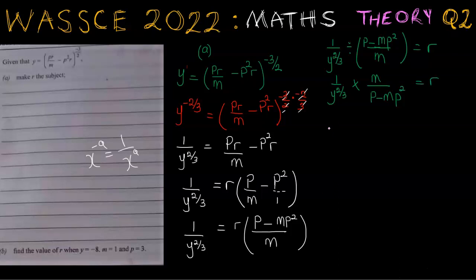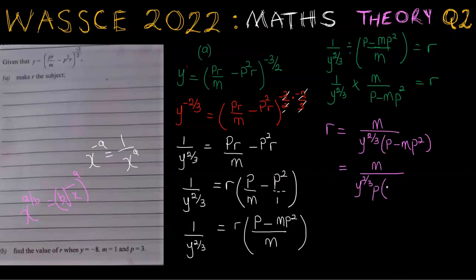So we can say that r is equal to m over y raised to the power of 2 over 3 times (p minus mp squared). I can factor out p at the denominator. So this is going to be m over y raised to the power of 2 over 3 times p bracket 1 minus mp, since p is common here. This is r.